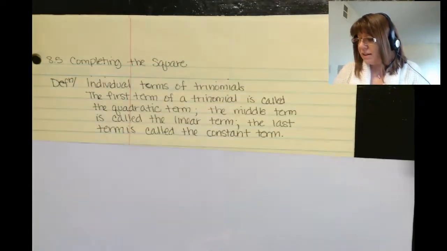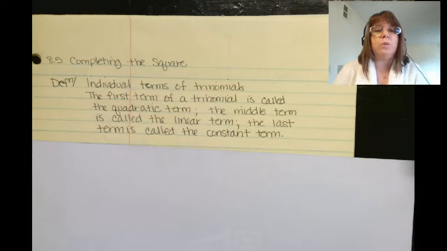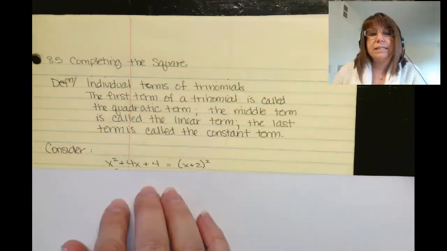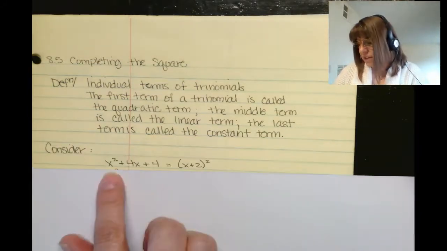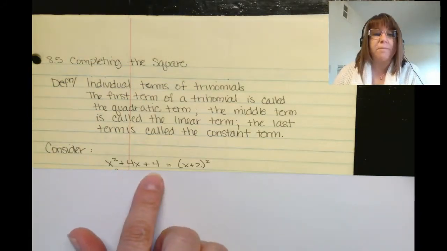So here we go. Here's a definition. Individual terms of a trinomial: the first term of the trinomial is called the quadratic term. The middle term is called the linear term, and the last term is called the constant term. Consider the trinomial x squared plus 4x plus 4.